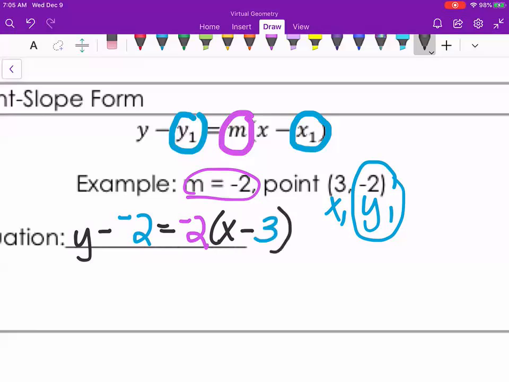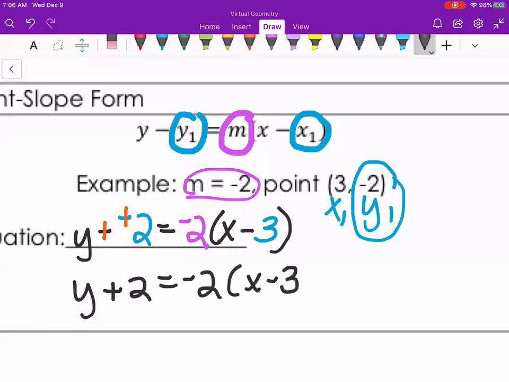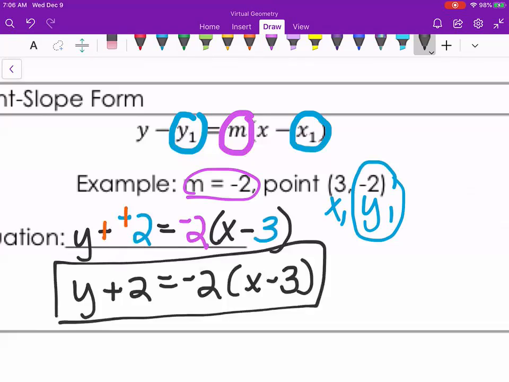Now we just need to clean this up because we do have minus a negative happening. So again, minus a negative will become a plus. So my final equation: y plus 2 equals -2 times x minus 3. And that is my final. We don't have to do anything else to it. If it says leave it in point slope form, then we leave it as it is.